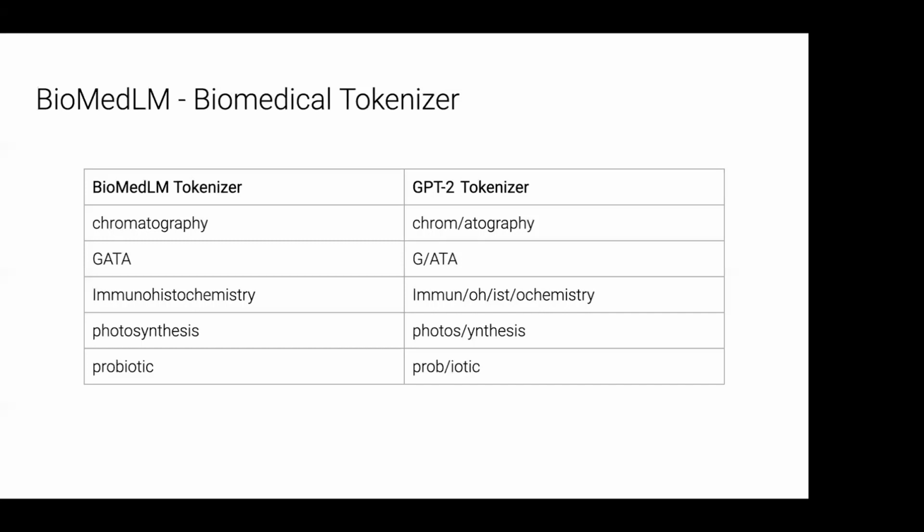That is why using a biomedical tokenizer can be helpful, because the information for those words can be stored in the embeddings for one token versus several vaguely related tokens.